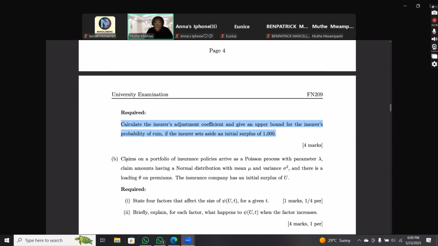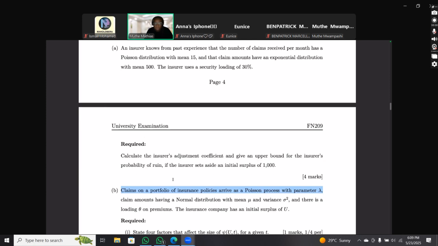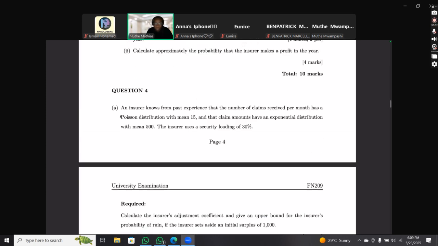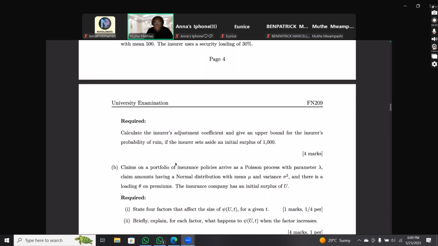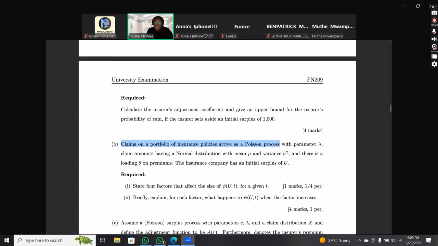And then of course you can see, claims on a portfolio of insurance policies arrive as a Poisson process with parameter lambda, and the claim amount has a normal distribution with mean mu and variance this one here. And there is a loading theta on premiums. We are showing a Poisson distribution for the number of claims, right? Why? Because at some point we have to use the adjustment equation, and we have to align with what we have covered. The moment I twist this question and put in another distribution, that adjustment equation does not apply anymore. So this is what I will cover next week.